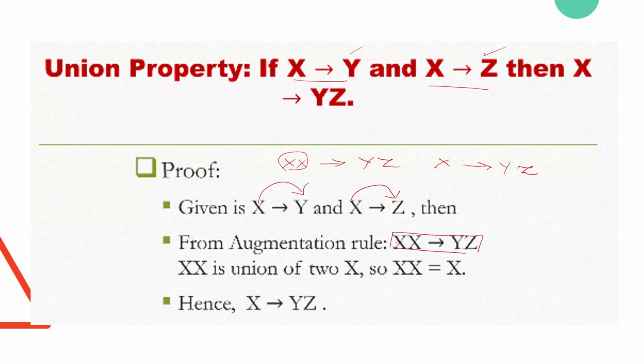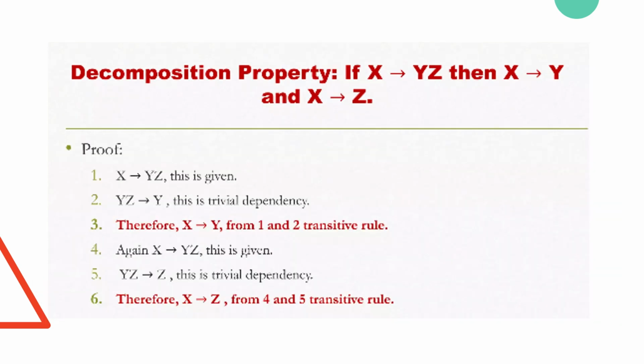And next is the decomposition property. So if you see here, X determines YZ. So I can tell X can determine Y and X can determine Z. Decomposition, we are separating it. So X determines YZ implies that X can determine Y and X can determine Z. So this is the decomposition property.